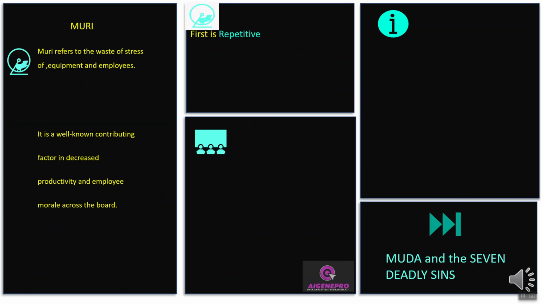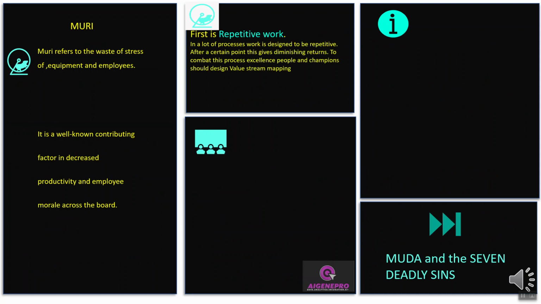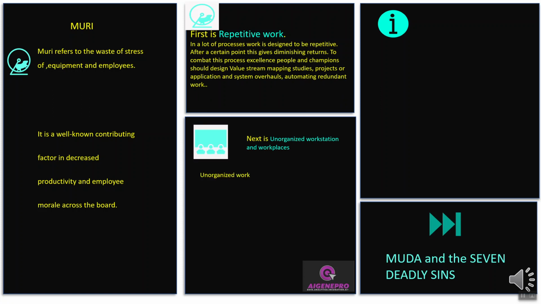What are the reasons for MURI? Repetitive work. In a lot of processes, work is designed to be repetitive. After a certain point, this gives diminishing returns. To combat this, process excellence people and champions should design value stream mapping studies, projects or applications, and system overhauls, and most importantly, automation of redundant work. Unorganized workstations and workplaces. This can be fixed by the 5S method, which we will learn later in the course.